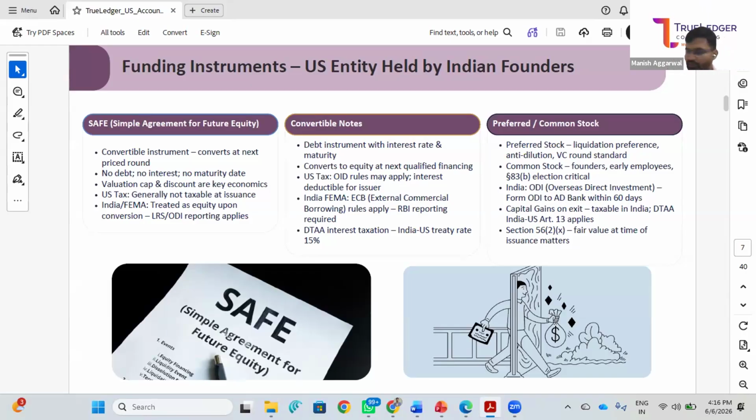Preferred stock or common stock is pretty much a straightforward equity route. There is no tax at the time of the issuance, generally. But yes, if the Indian promoters are involved in the US entity and there is an exit you want to take in future, the capital gains tax implications in India also need to be considered if the person or the owner is a resident of India, under Article 13 of the India-US DTAA.